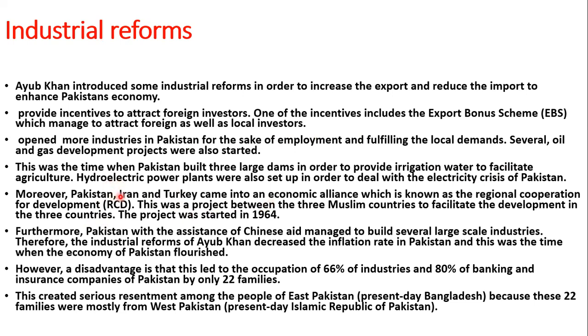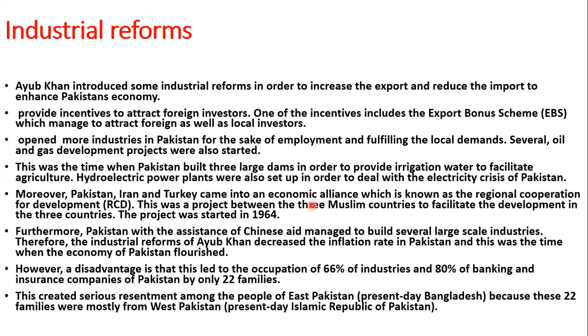Moreover, Pakistan, Iran, and Turkey came together in an economic alliance. You understand that these three countries at that time were under the strong influence of America. They were strong friends of America. In Pakistan it was Ayub Khan, in Iran it was the Shah of Iran, who was a very close friend of America and also a close friend of Pakistan and Turkey. The military also played a central role in these countries. Therefore, naturally, they were quite friendly.